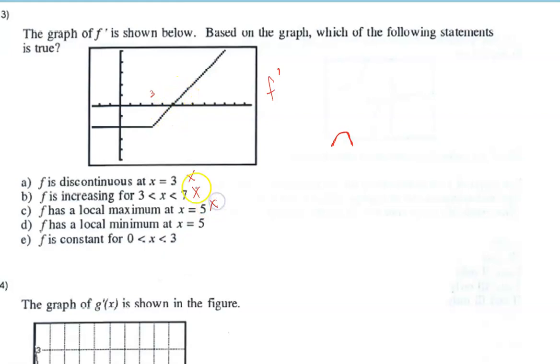So this one is false, but a negative to positive change on f prime means a negative to positive slope on f, so we do have a minimum. So this one is true. And let's just go ahead and check this last one.